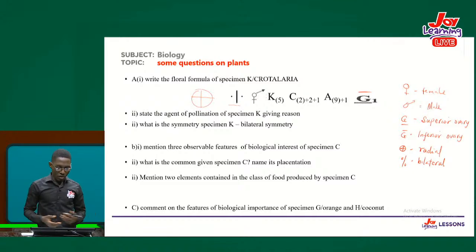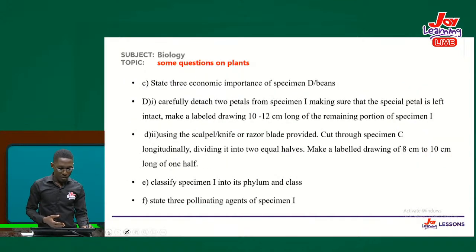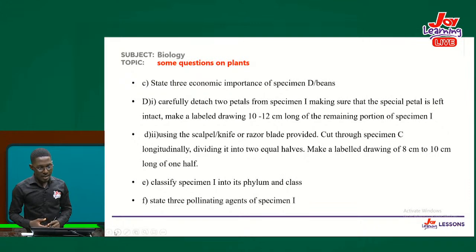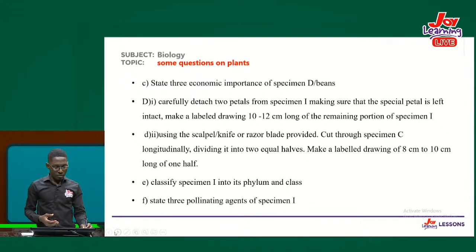Comment on features of biological importance of an orange or a coconut. Anything. What do you know about coconut? Now, let's state three economic uses. So let's look at the drawing for that.